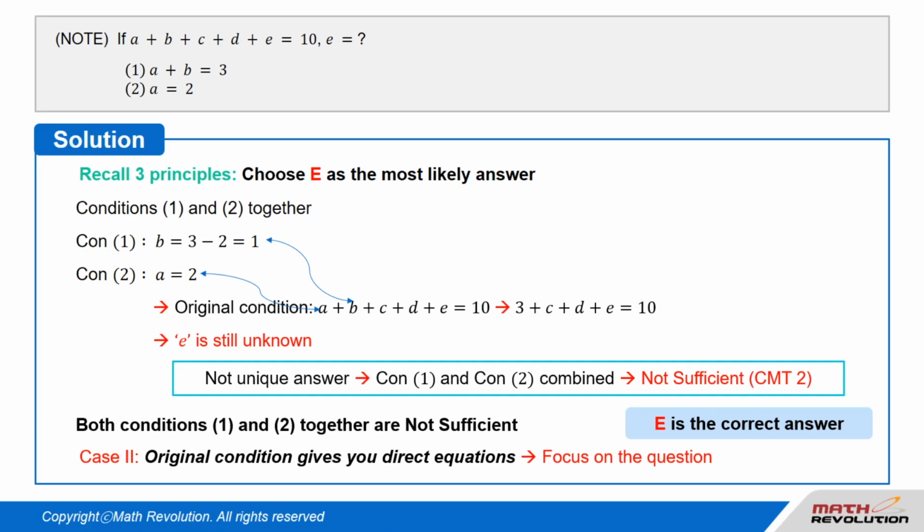As shown above, in case 2, the original condition gives you equations directly, so you should focus on the question. You should remember the solving process and the sequence. If you do, it is safe to say that all DS questions in GMAT math are in your hands. Answer: E.